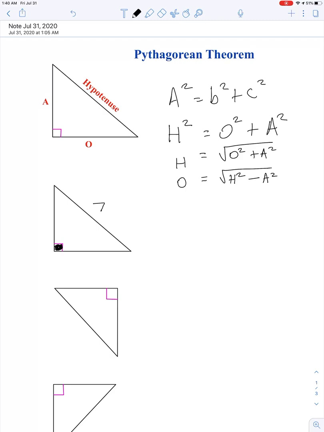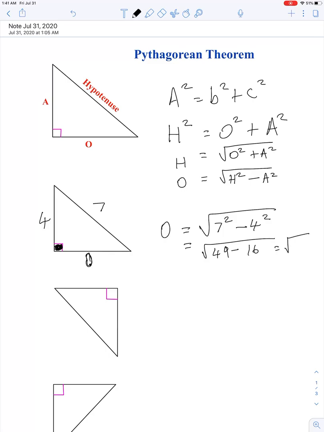So let's put in some numbers. Let's see, 7, let's put this as 4, and I want to figure this one out. Let's give it a letter or variable. Let's call it O. Cool. So O will be equal to the square root of the long side squared, which is 7 squared, minus 4 squared. That's it. 7 sevens is 49, so 49 minus 16. My math is not the best in the world. And that's what, 33? Square root of 33. Boom. If you have a calculator, you could put that in. Nice.